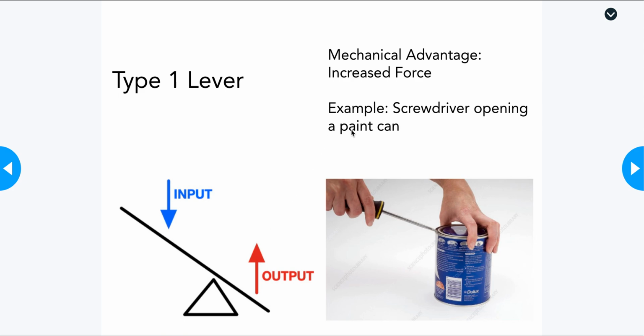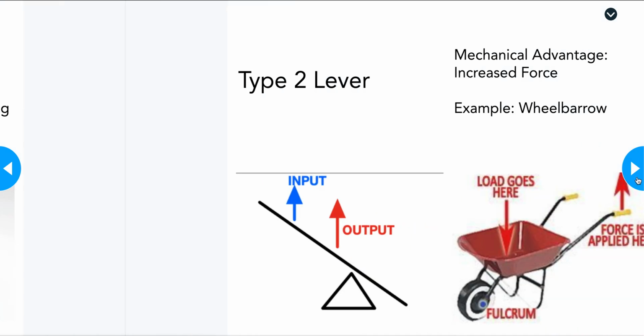And so our example of this is a screwdriver opening a paint can. If you take a screwdriver and you stick it here under the lid of a paint can, it rests on this little lip right here, which acts as our fulcrum, and you push it down and you move a great distance with your hand, and the little tip of the screwdriver only moves a small distance, but it moves with a lot of force, and that opens the paint can.